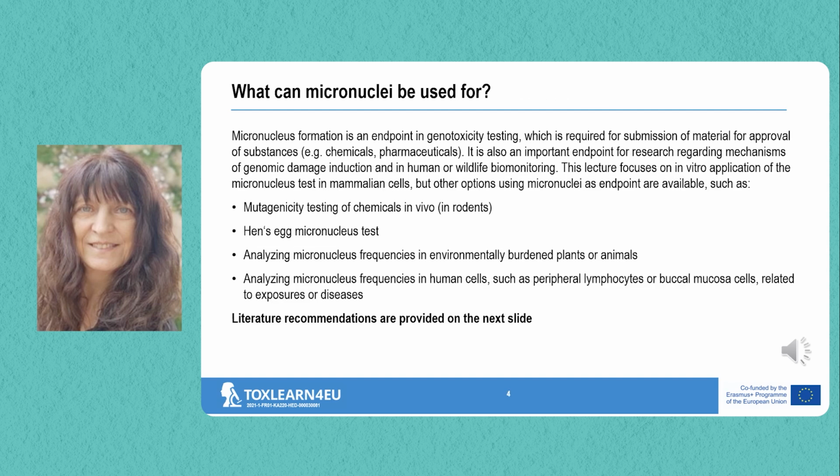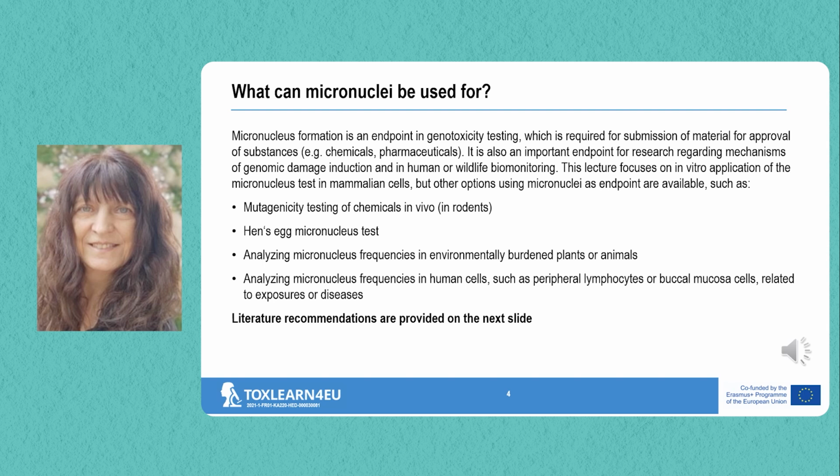So, what can micronuclei be used for? Micronucleus formation is an endpoint in genotoxicity testing, and genotoxicity testing is required for submission of material for approval of substances, for example, approval of chemicals or pharmaceuticals. But it is also an important endpoint for research regarding mechanisms of genomic damage induction in humans or wildlife biomonitoring.